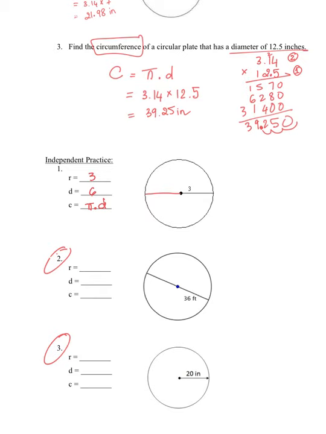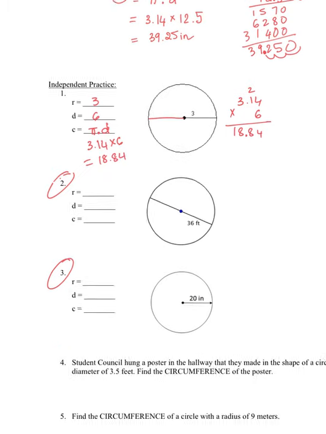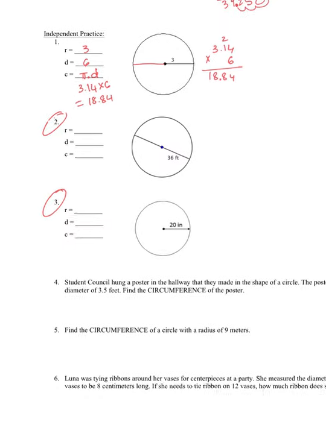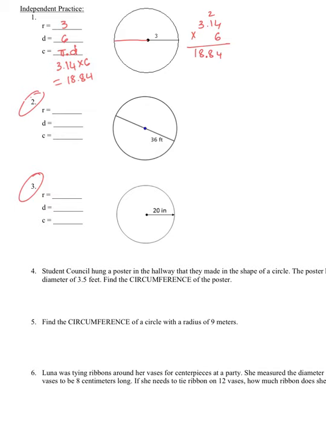So 3.14 times 6. 6 times 4, 24. 6 times 1 is 6, add 2 is 8. 6 times 3 is 18. So we have 18.84. Okay, you're gonna do number 2 and number 3 on your own. Pause the video and do it, or you can do 4, 5, and 6 and come back and do problem 2 and problem 3.